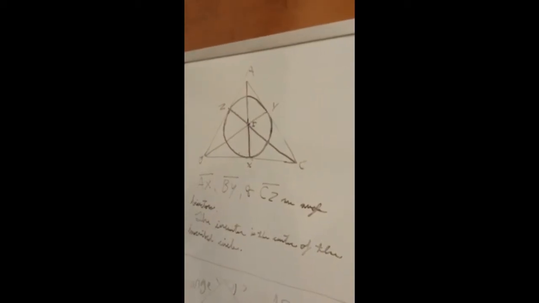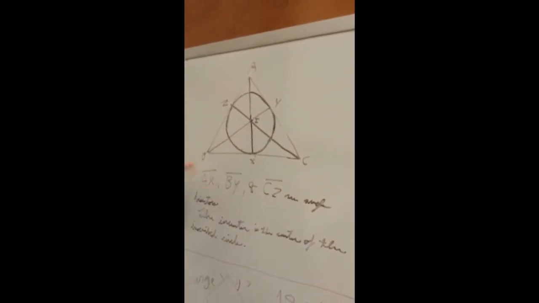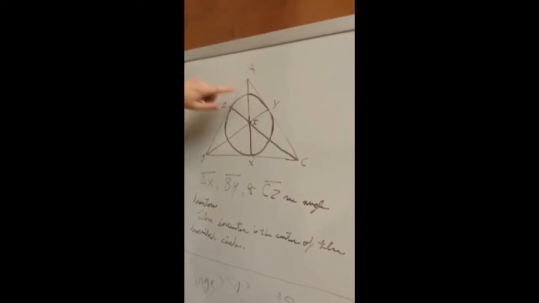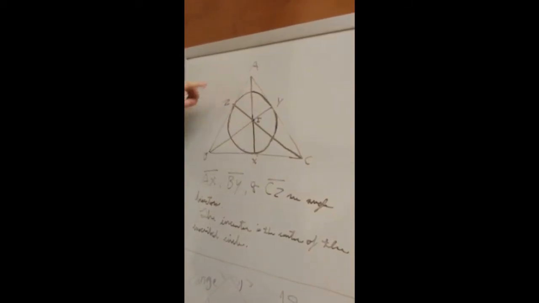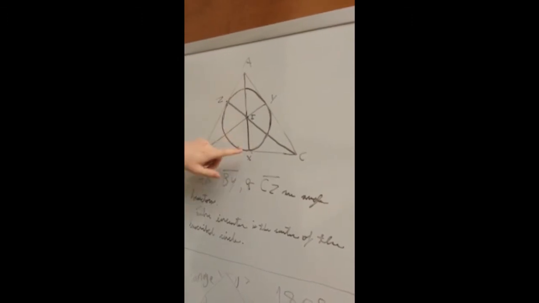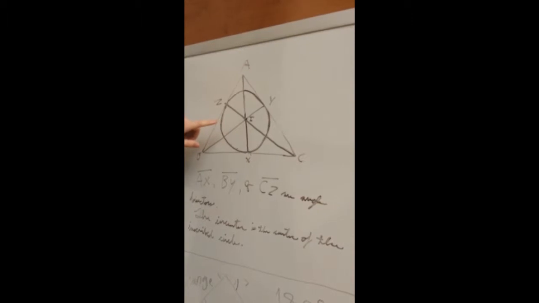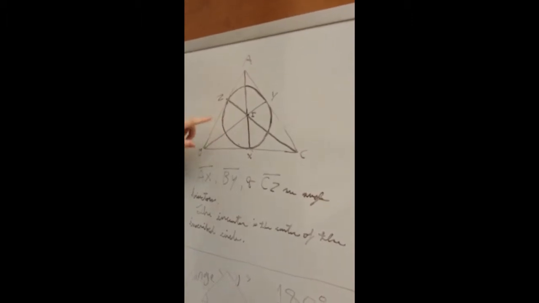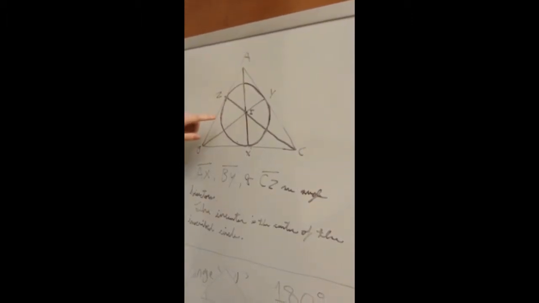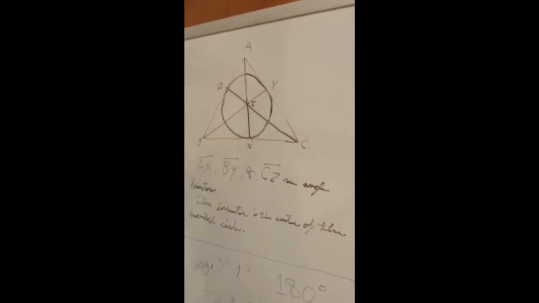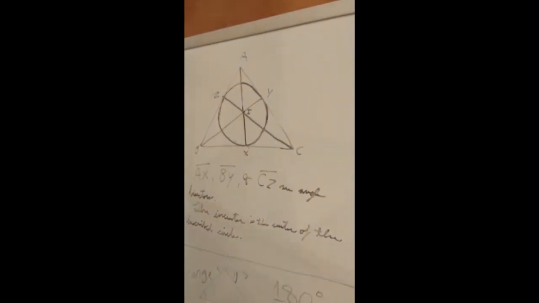Alright, in a triangle ABC, if you bisect the angles, so cut them equally in half with 3 lines, they will be concurrent at a point I, which is the incenter of the triangle, and the incenter of a triangle is the center of an inscribed circle, known as the incircle.